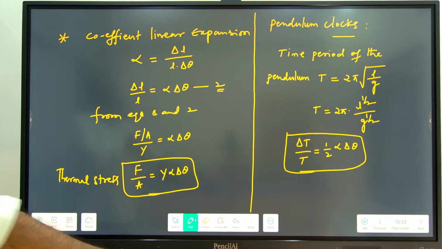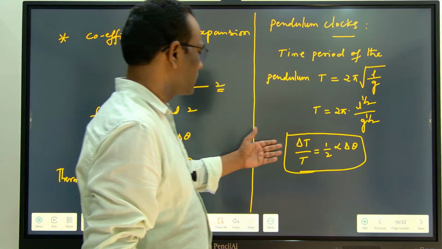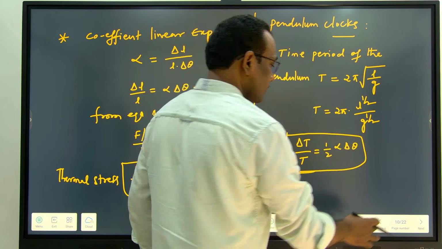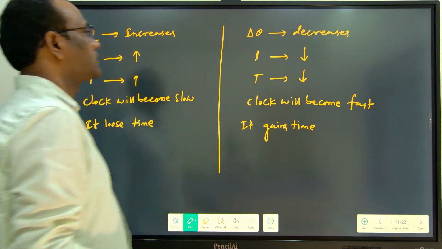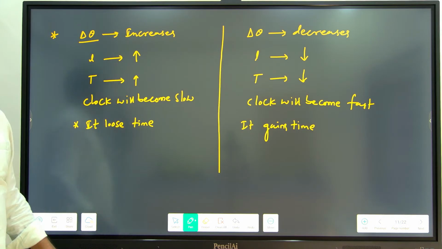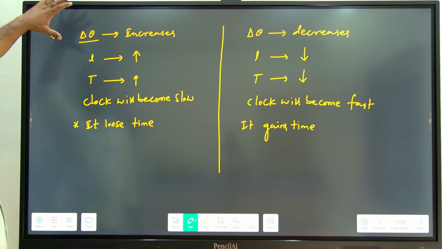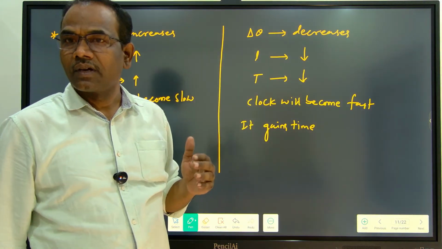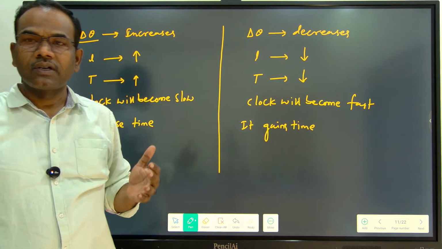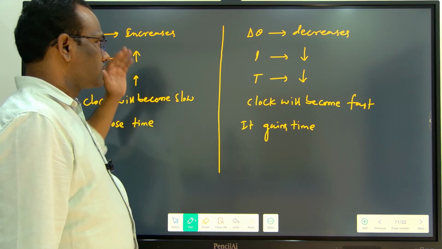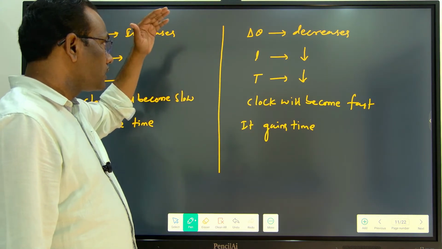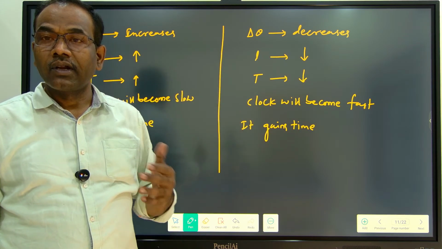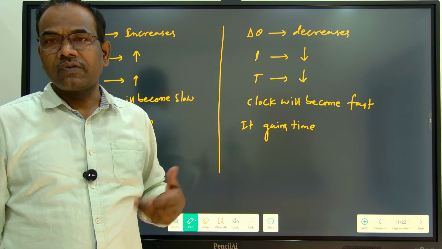The clock will go fast and slow as per the formula delta t by t equal to 1 by 2 alpha into delta theta. These are the changes we observed in the two cases. Delta t increases, delta t decreases, meaning in summer and in winter. In summer the temperature will increase, but in winter the temperature decreases. That's why the pendulum clock shows different times in different seasons.